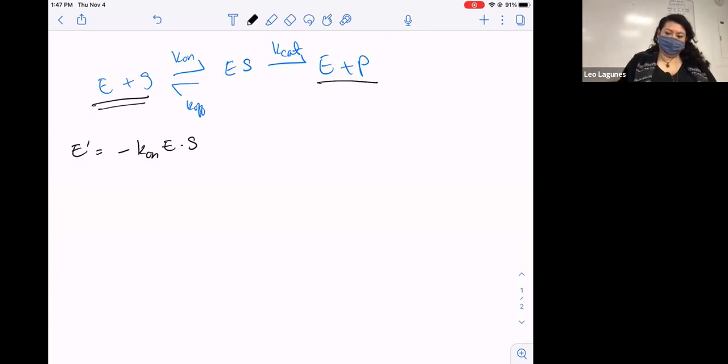And we also gain the enzyme from the reverse reaction, the one with K off. When we gain the enzyme, we get it from the complex ES. So I'm going to put it in parentheses to show that it's the complex. It's another species. It's not E times S, it's ES.